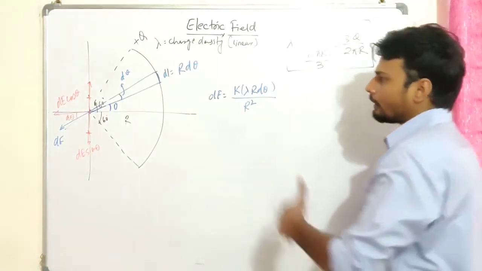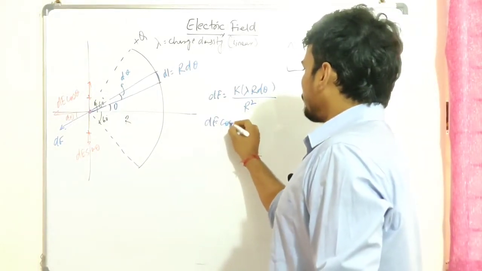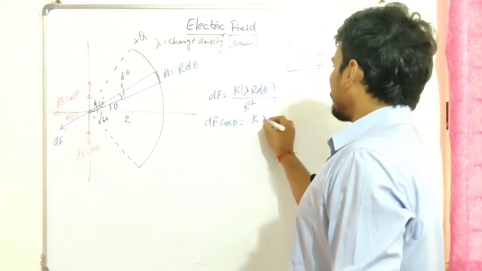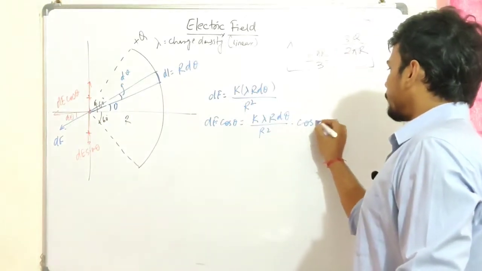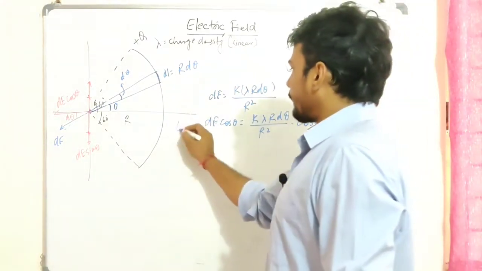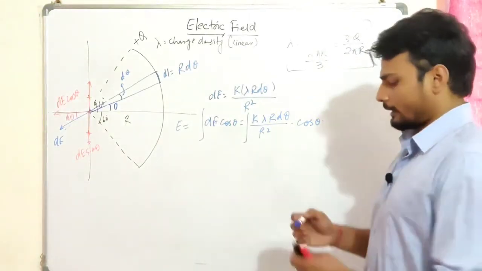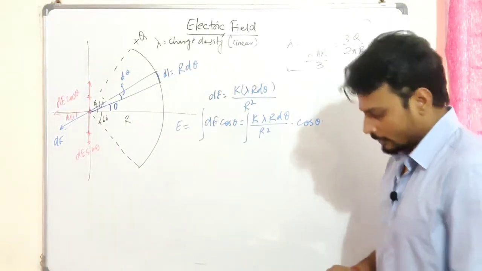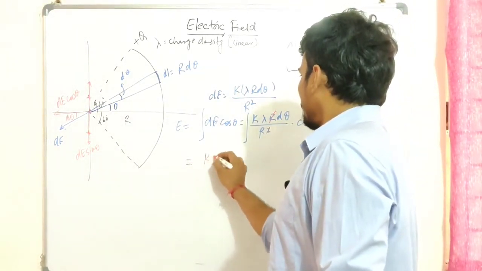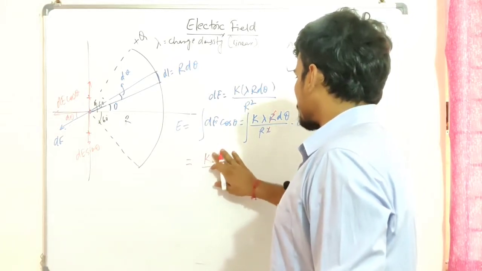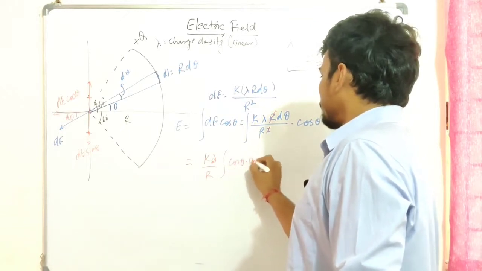Since we are looking to find the cos component of dE, so if I look for the dE cos theta, that should be k lambda r d theta over r square times cos theta. Alright, then to get the net field E, I need to integrate this. So let us integrate this part. Now let's see, I think we have some cancellations happening over here. Alright, then this part will get cancelled. So finally what I'm going to get is, I'm going to take the constants out, k lambda over r integration of cos theta d theta.